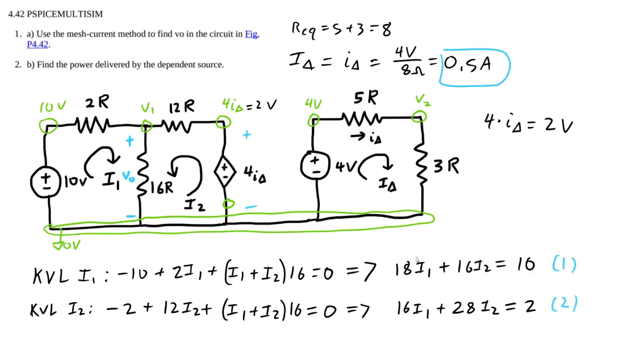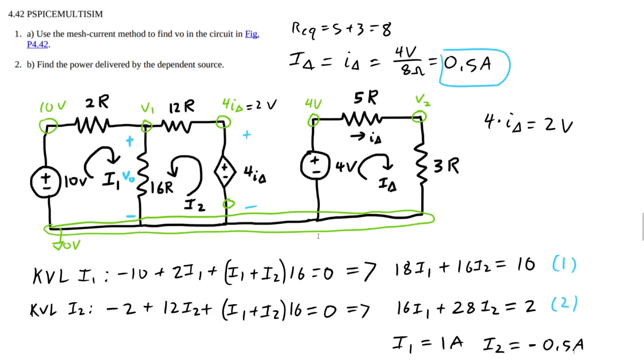Once again, use any linear equation solving technique you like. I'm going to use my calculator. 18 plus 16, 10, 16, 28, 2. Okay. So my calculator is giving I1 equals 1 amp, and I2 equals negative 1/2 of an amp.